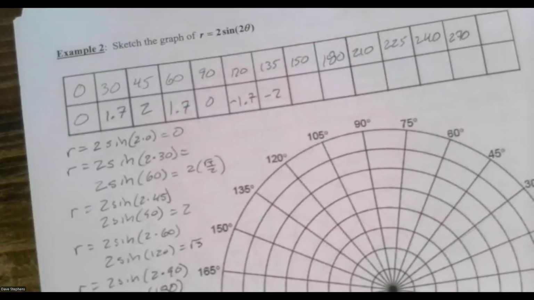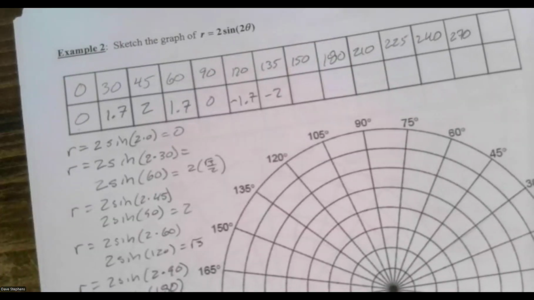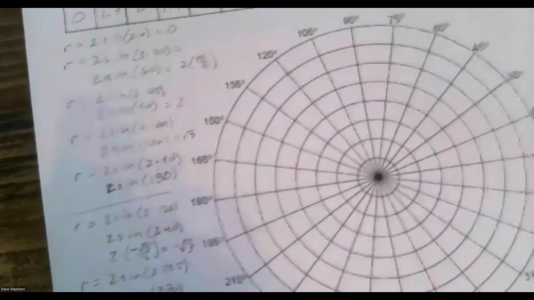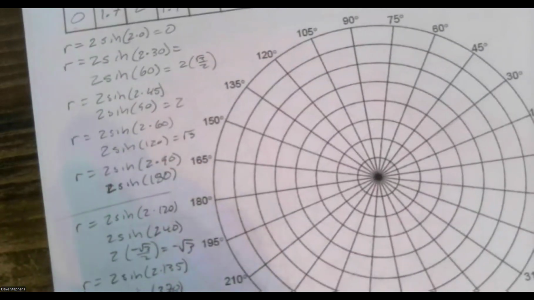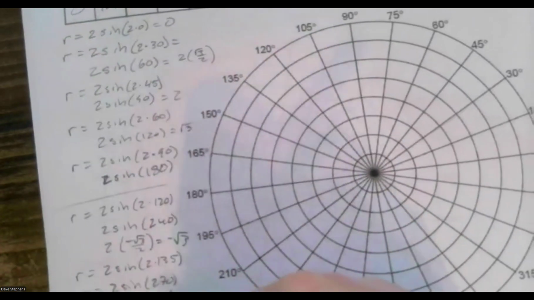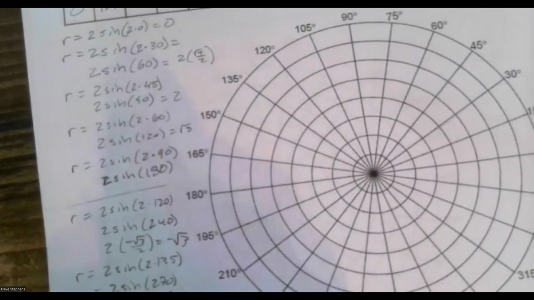Negative 2 there. Okay, 150. Here we go. All right, so R equals 2 times the sine of 2 times 150. Oh, that's 2 times 150, excuse me. So 2 times 150.